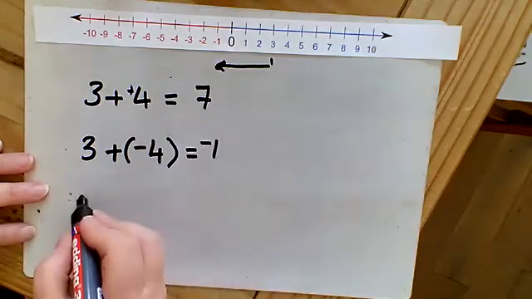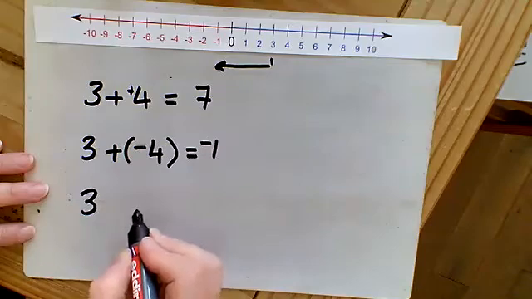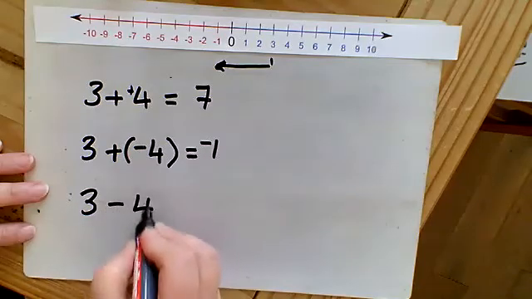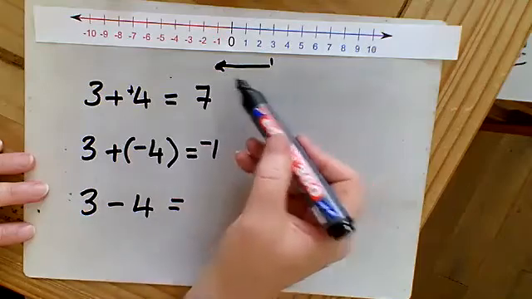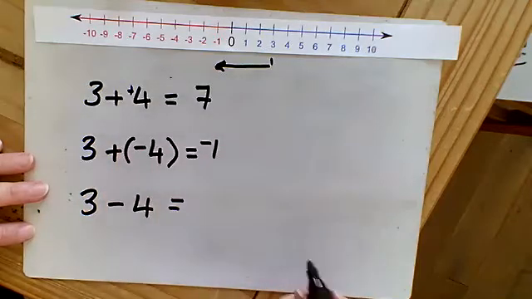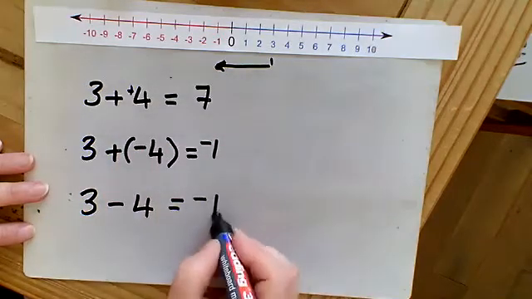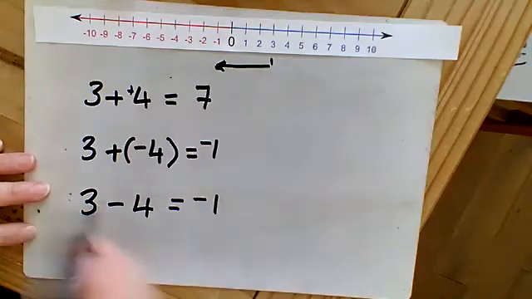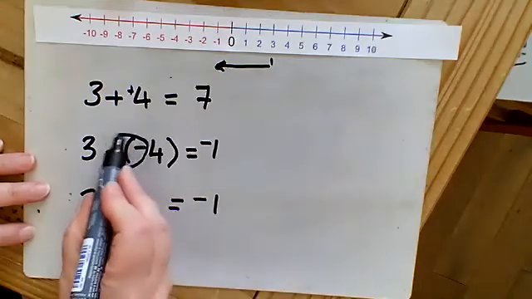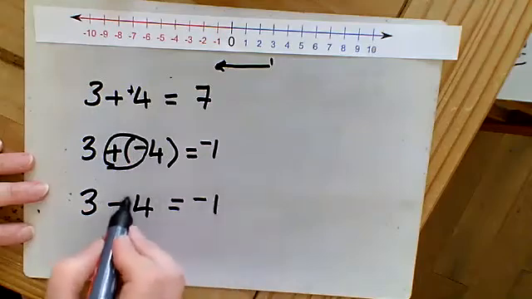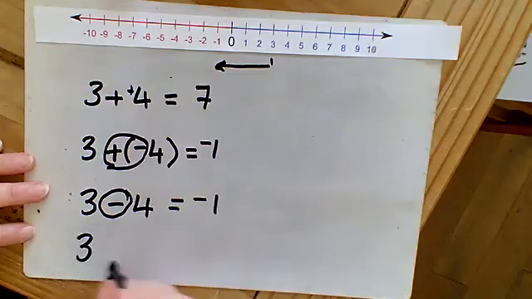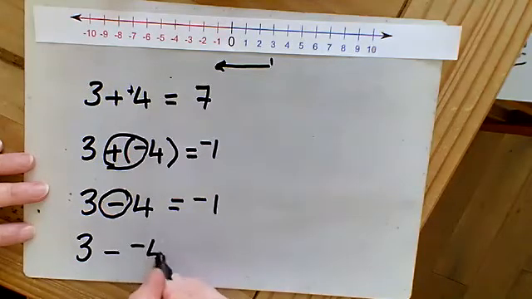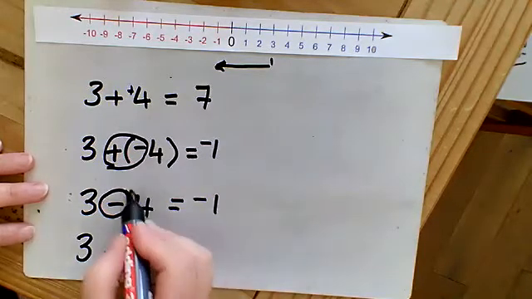If I was doing 3 take away 4, well, that would have the same effect. Taking away a number tells me to go this way down the number line. So that would also get me to -1. So adding a negative is the same as subtraction.